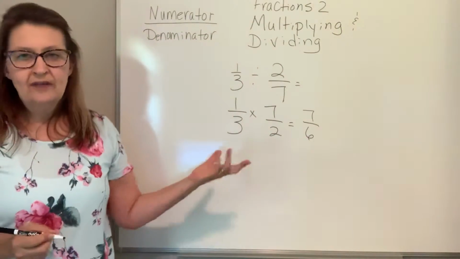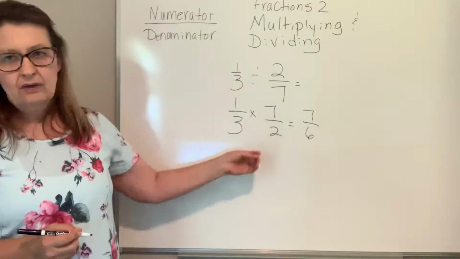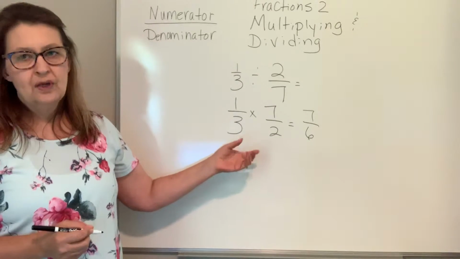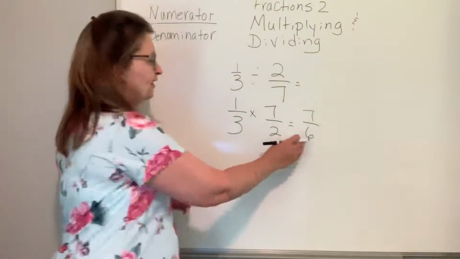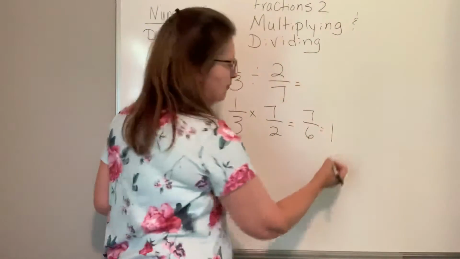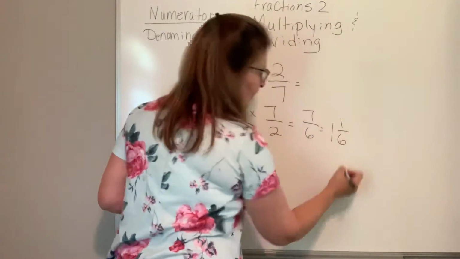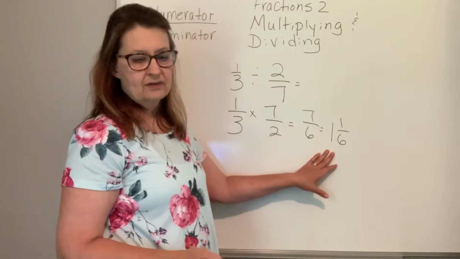This is perfectly acceptable. I would not insist that students change this to a mixed number. But if you need to change it to a mixed number, remember how we did that in the last video. 6 goes into 7 one time, there's 1 left over, and my denominator stays the same. So you have 1 and 1/6.